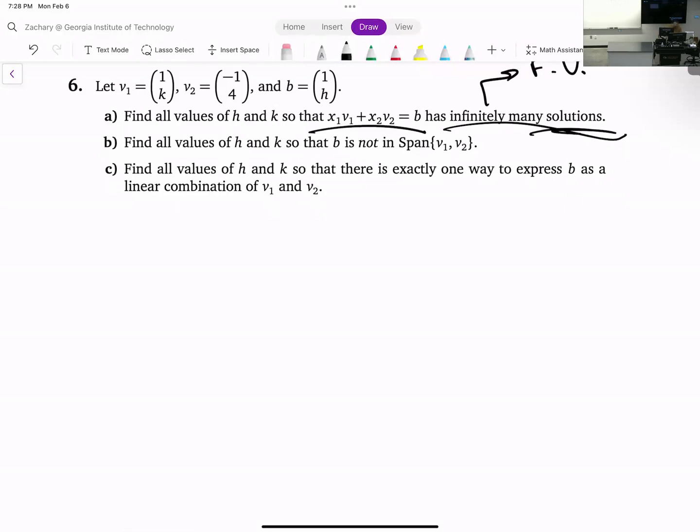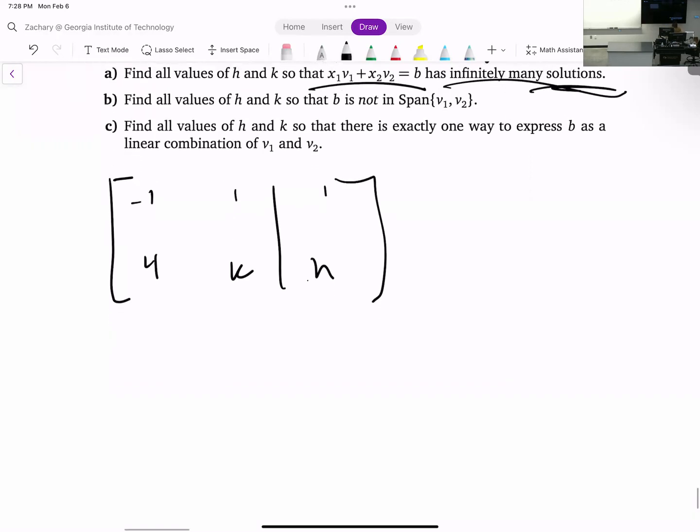The way I like to do these is you can change the order of your vectors before you put them in a matrix. If that confuses you, just don't do it, okay? So I'm going to write this as the matrix of -1, 4, 1, K, 1, H. Step 1, put it in a matrix, always. Step 2 is reduce to echelon form or some variation of that to get your answer, okay? So we're going to try to put this in reduced echelon form.